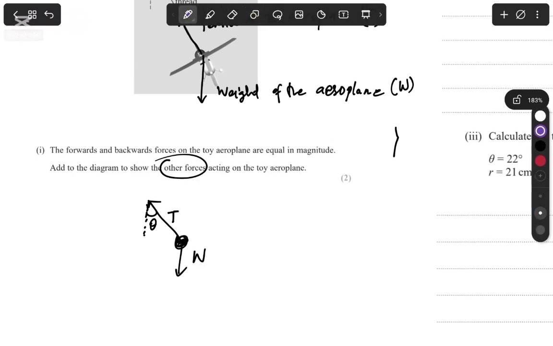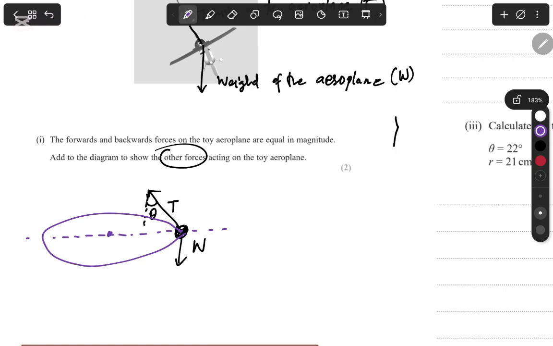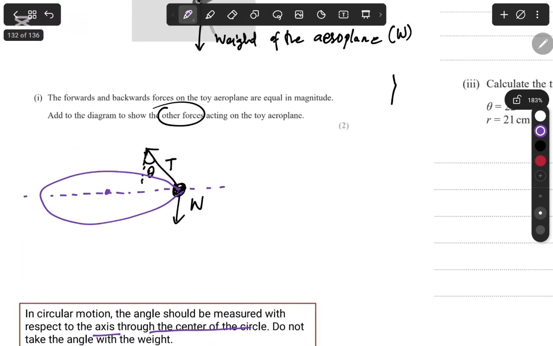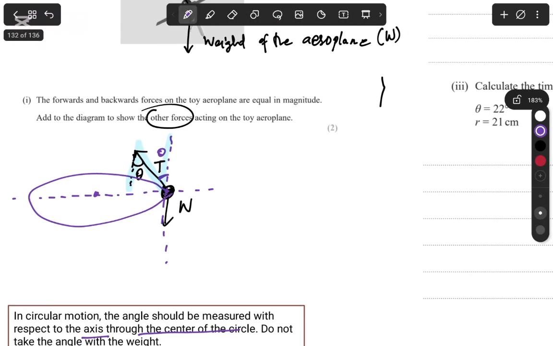Okay, so we know that the aeroplane is moving in a horizontal circular path, something like this. This is going to be the center of circle, and this is what I mean by the axis to the center of the circle. Okay, and then you're going to draw a dotted line like this, and this is going to be the angle theta. You can see that this is a Z angle. So that's going to be an alternating angle, and that's also theta. I want to place emphasis on this because some students make the angle with the weight and then they get confused. So be careful with that.